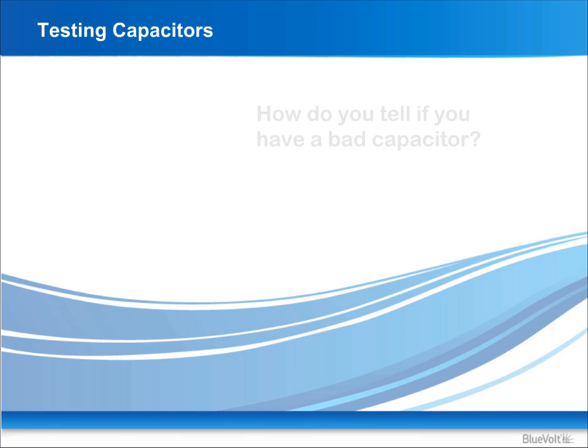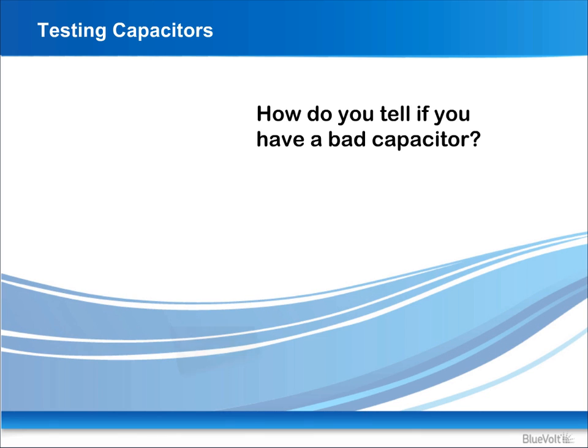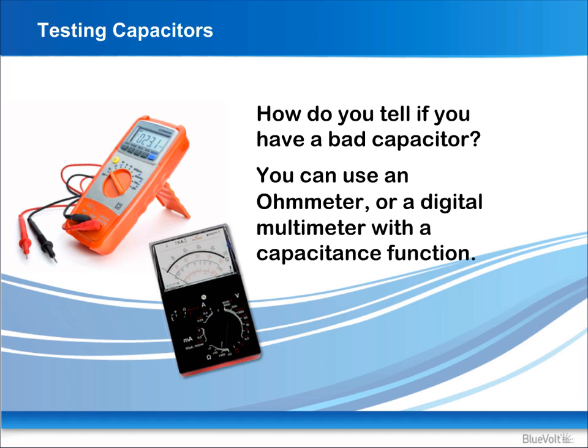How do you tell if you have a bad capacitor? You can use an ohm meter or a digital multimeter with the capacitance function. These meters have different advantages. Let's take a look at each.